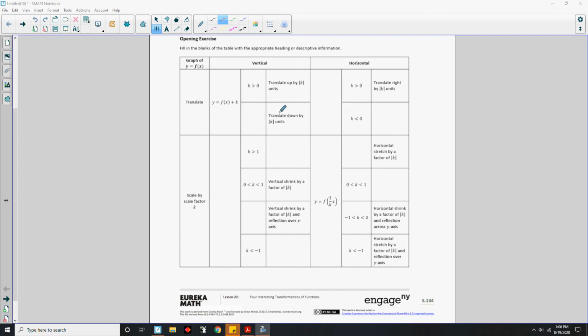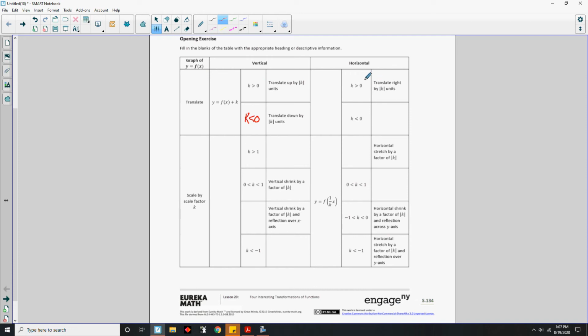Now it says, what would we do to translate down by absolute value of k units? And that would occur when k is negative. So k less than 0. Okay, not equals, because if it was equal, then we just have f of x, nothing would change. So it's got to be greater than 0 to translate up and less than 0 to translate down.